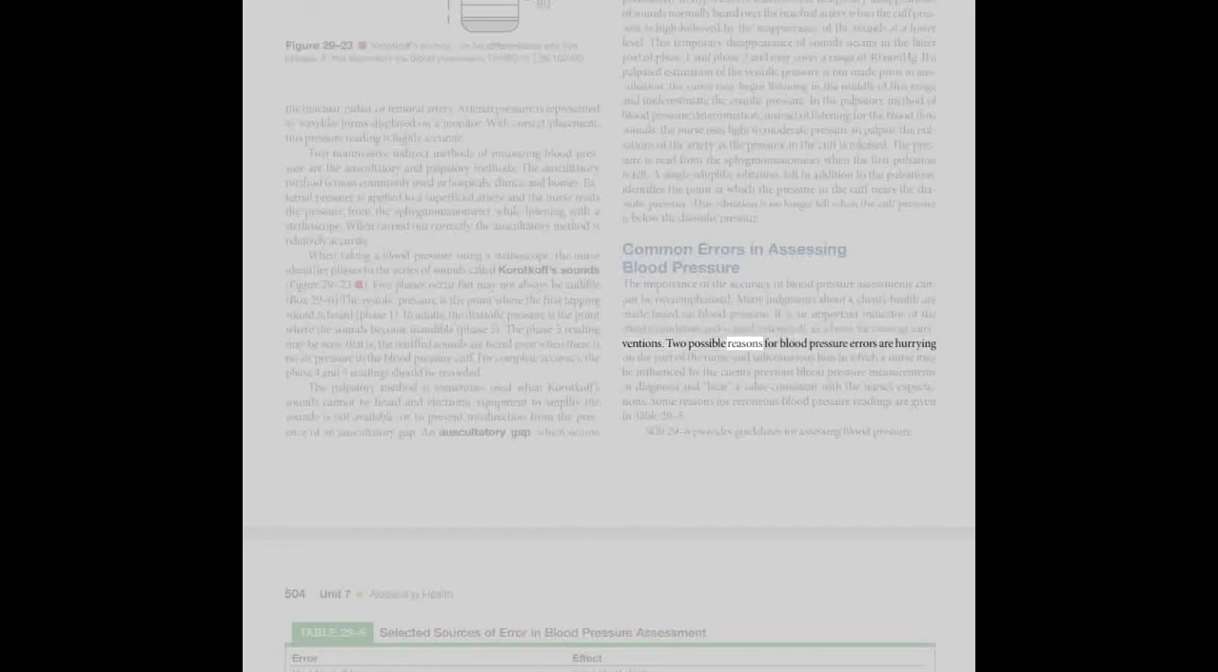Two possible reasons for blood pressure errors are hurrying on the part of the nurse and subconscious bias, in which a nurse may be influenced by the client's previous blood pressure measurements or diagnosis and hear a value consistent with the nurse's expectations. Some reasons for erroneous blood pressure readings are given in Table 29-5. Skill 29-6 provides guidelines for assessing blood pressure.